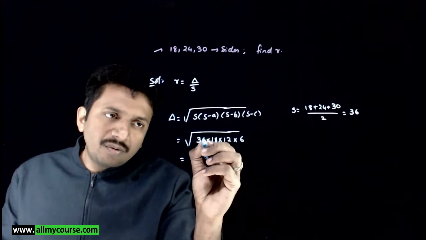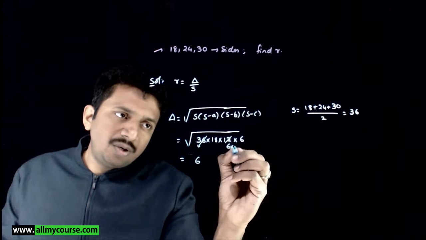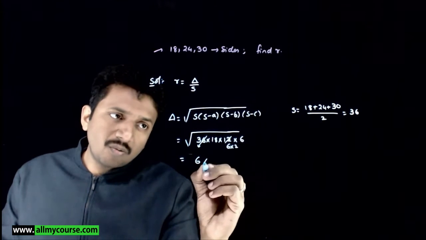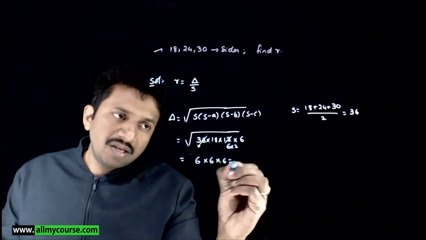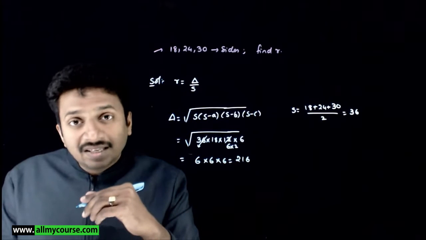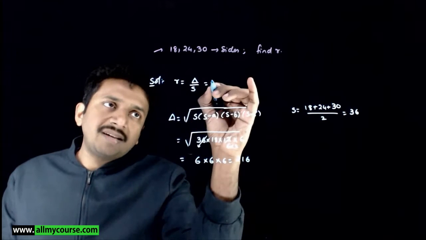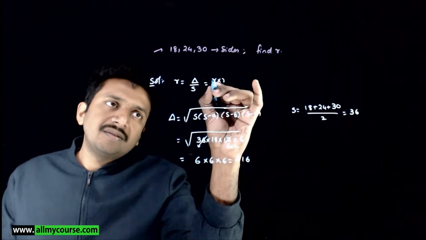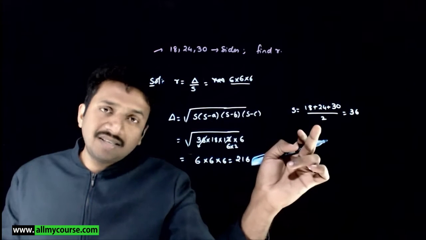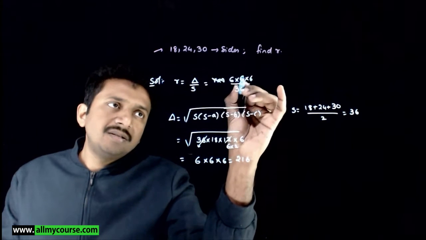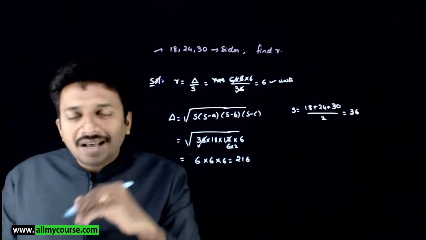That is equal to, so 36 comes out as 6. So this is 6 into 2, so we have two 6s. One more 6 comes out, into 18 twos are 36, one more 6 comes out, that is equal to 216. So delta is equal to 216, or 6 into 6 into 6. So the value of small r is equal to delta, which is 6 into 6 into 6 divided by S, the semi-perimeter, which is 36. So two 6s get cancelled. So 6 units is the right answer to this question.